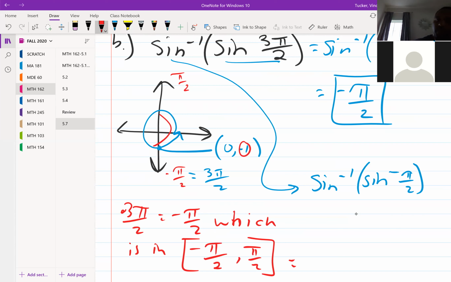So once we recognize that that was in our domain, then we could have allowed these, I need to make room, allowed those to cancel, and that would have been my answer. So that's just the background as to how that works. When you apply sine to 3 pi over 2, you get negative 1, and sine inverse of negative 1 is a negative pi over 2. So the shortcut is to remember the relationships that were emphasized before we got to these problems.